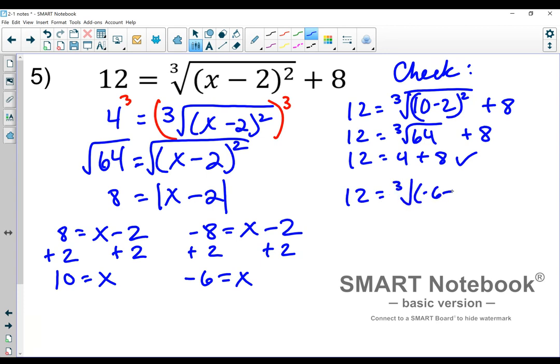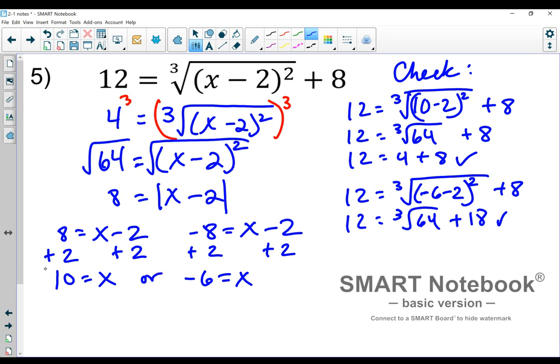So negative 6 minus 2, quantity squared, that's going to be a negative 8. But when I square it, it's going to be a positive 64 again. So I'm going to stop my answer check right here. I know that this one's going to work as well. So we have 2 answers again. And again, I want you to be really thinking about, how can I tell? Can I tell without showing all that work?